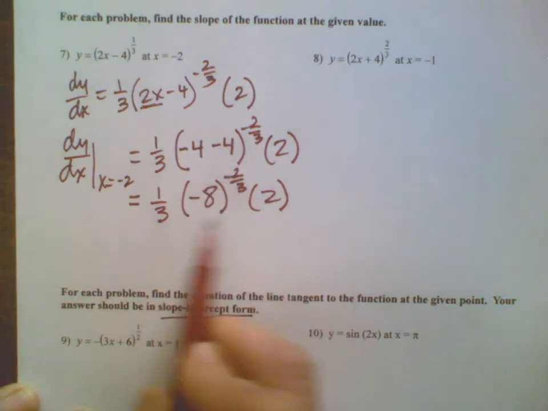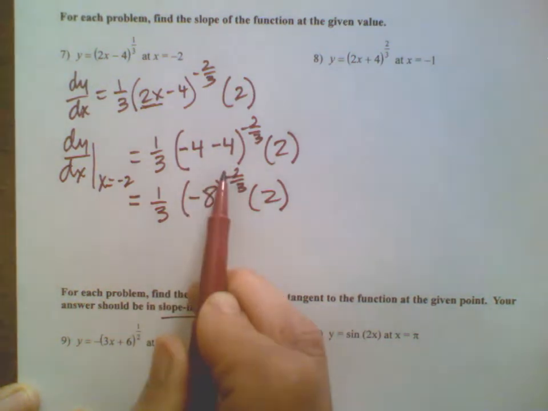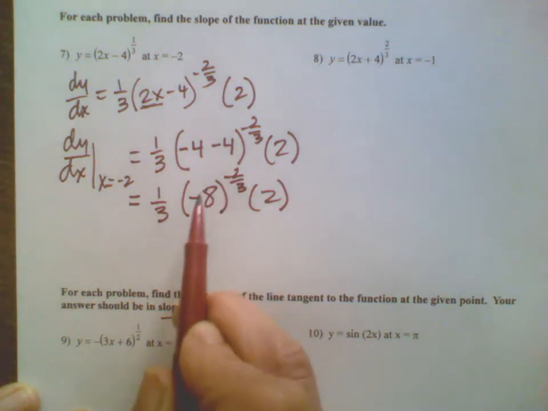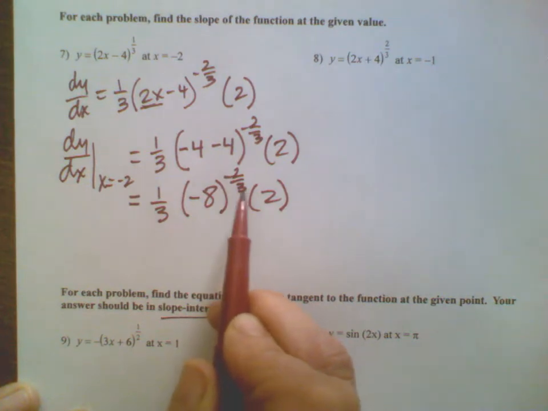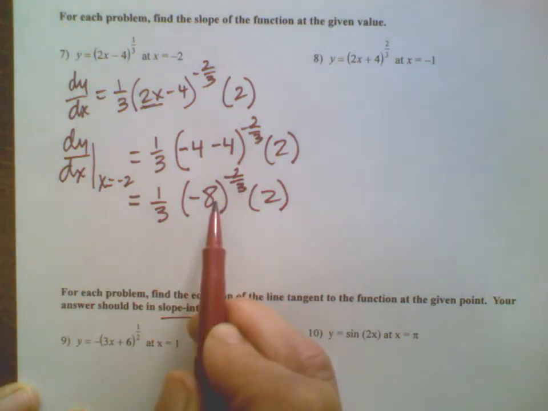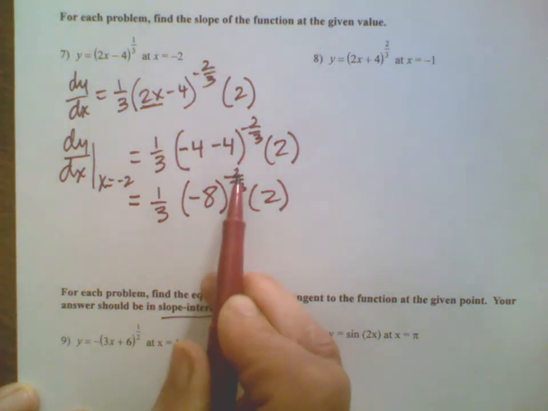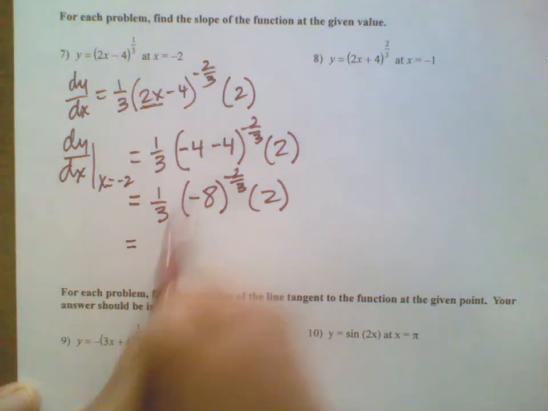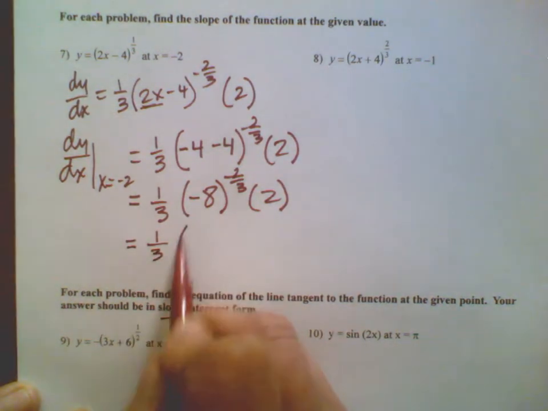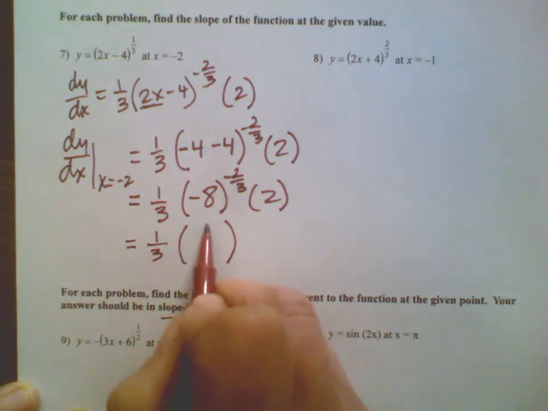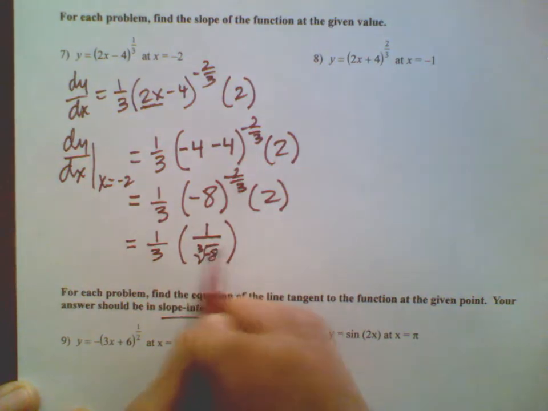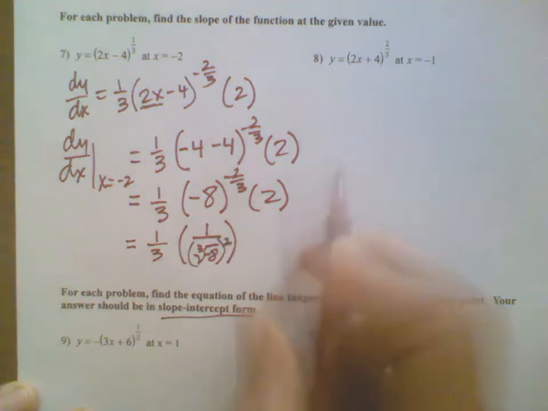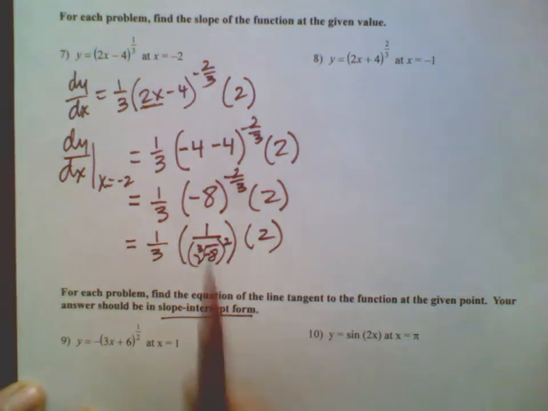This is what I want to focus on, what this negative 2/3 means. The negative puts this in the denominator, and the fact that it's 2/3 makes me take the cube root of negative 8 and then square it. The denominator gives me the root, the numerator gives me what I do with it. So this gets rewritten as 1/3 times 1 over the cube root of negative 8 squared, times 2, that last 2 that's in the end.